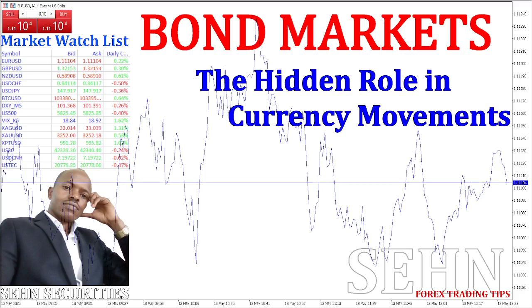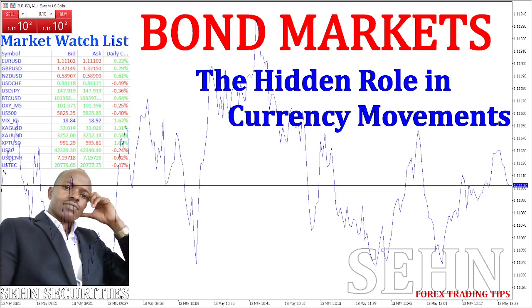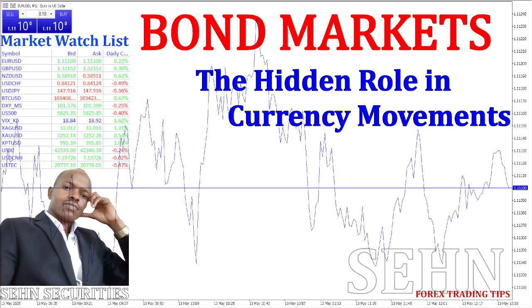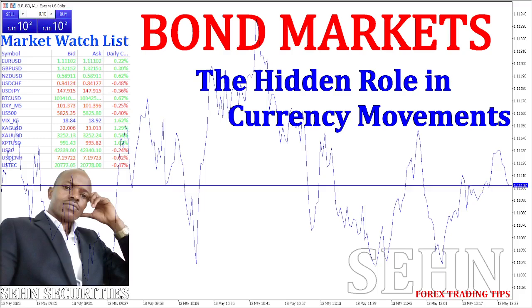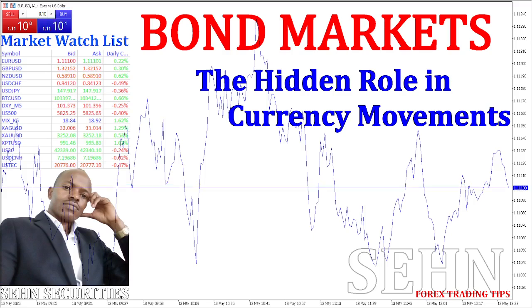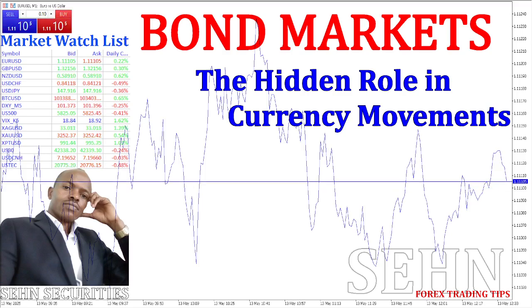The point is, no market moves in isolation. Bonds, currencies, equities, and commodities are all part of a larger ecosystem. Successful traders think in terms of intermarket relationships. They study how bonds influence Forex, but also how equities reflect risk appetite, how commodities shape inflation expectations, and how geopolitics can override everything in the short term.